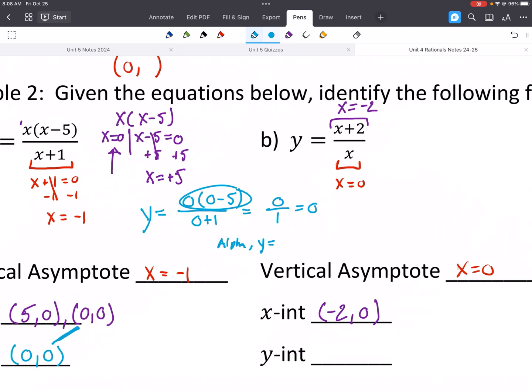Okay, let's try another one. Again, if we're trying to find the y-intercept, we set x equal to 0, and we'd end up getting 2 over 0.